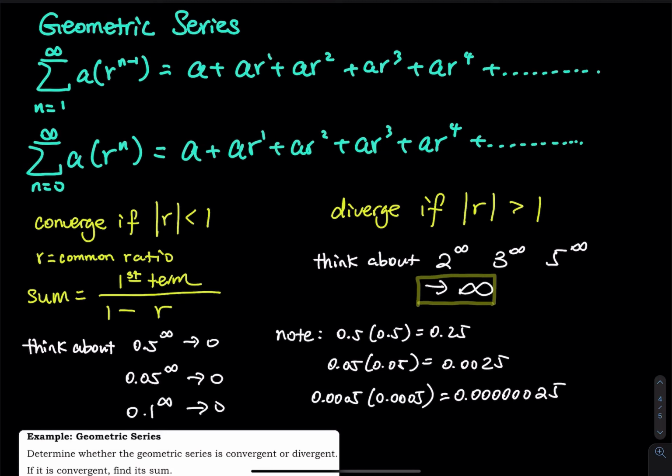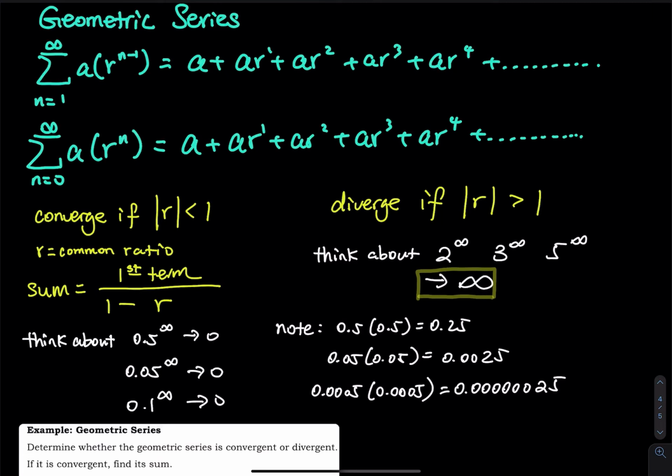Absolute value of the common ratio is less than 1. So let's say the common ratio is 0.5. 0.5 is less than 1, right? So if you take 0.5 raised to a very large power, that is very close to 0. If you take 0.05 or 0.1 raised to a power, as long as you have numbers like that, that always approaches 0, right?